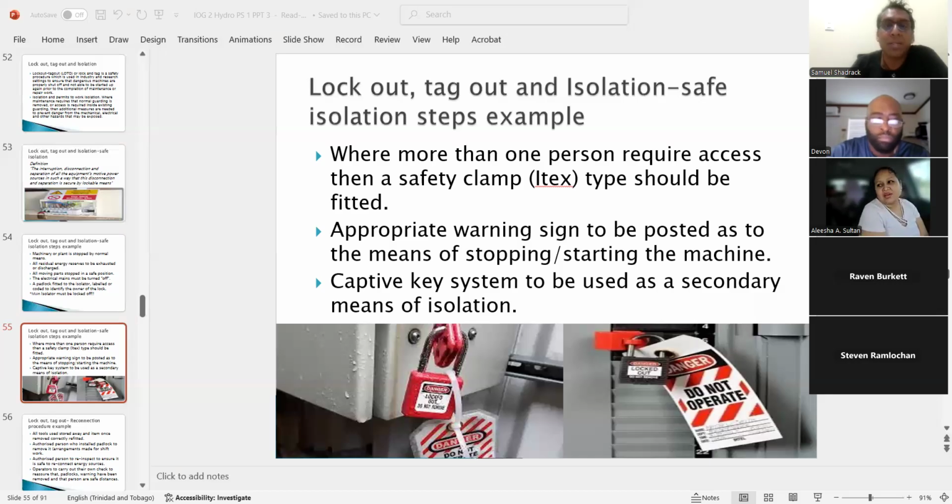Question 4, 8 marks. It says: identify 4 types of work activities associated with an oil installation that might require a permit to work. Identify and give a reason for each case for the requirement. So you want the type of work activity. The focus here is type of work activity in an oil installation, and then you want to give a reason for each of the requirements.